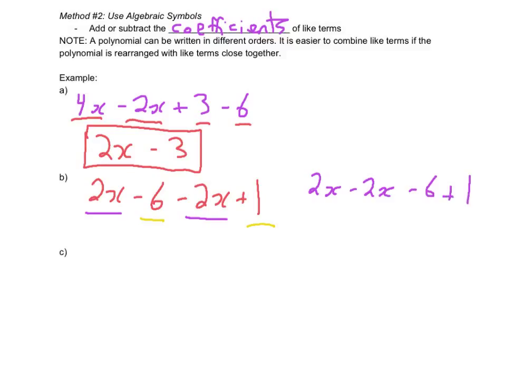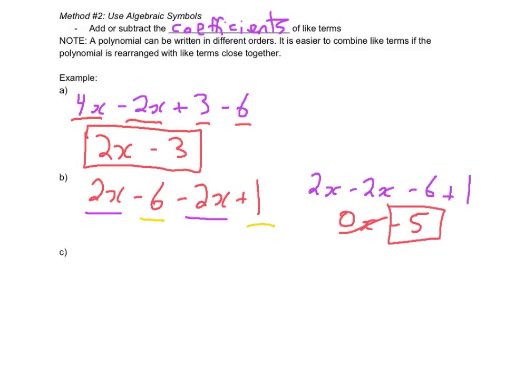Okay, now that I've put it together, it's going to be easier for me to see what's going on, and I combine. So 2x minus 2x, I combine the coefficients, so 2 minus 2 is 0, so I have 0x. Okay, minus 6 plus 1 gives me minus 5. Okay, now the 0x, 0 times x is just 0, so I don't even need to write that. The overall answer is just going to be negative 5.